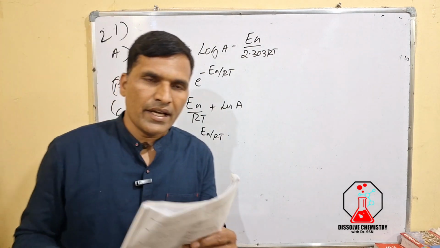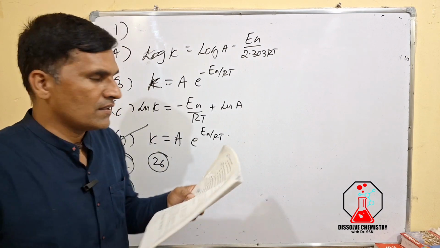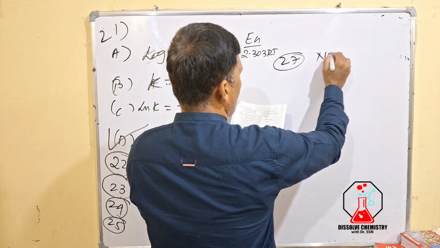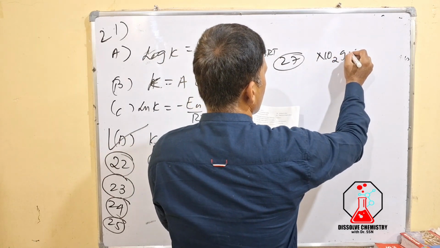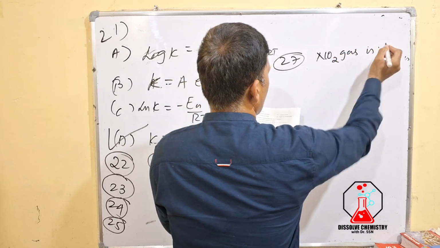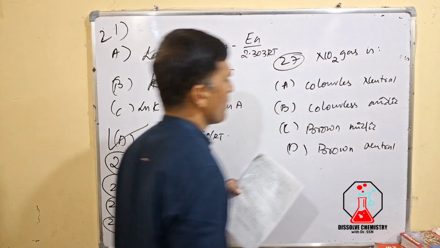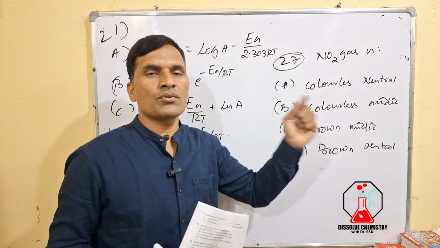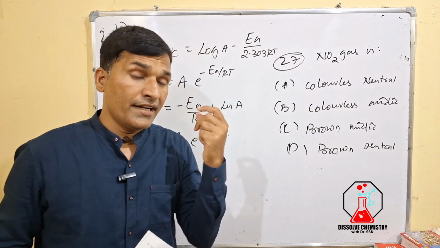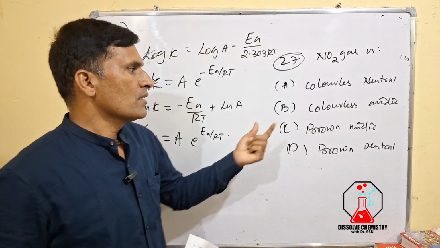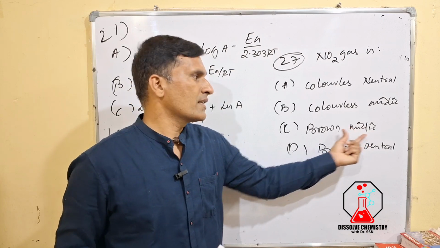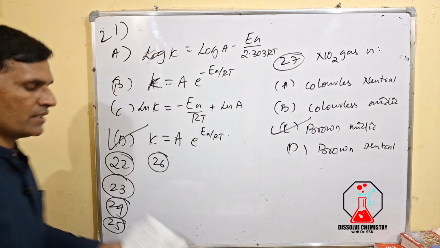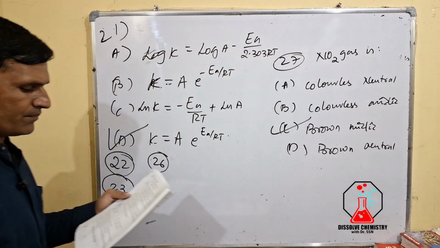The question is about NO2 gas, and the options are given. The first option is colorless neutral, then colorless acidic. You should remember it is a reddish brown colored fume, and it is slightly acidic. So brown acidic is your right option. C option is the correct option we can take.